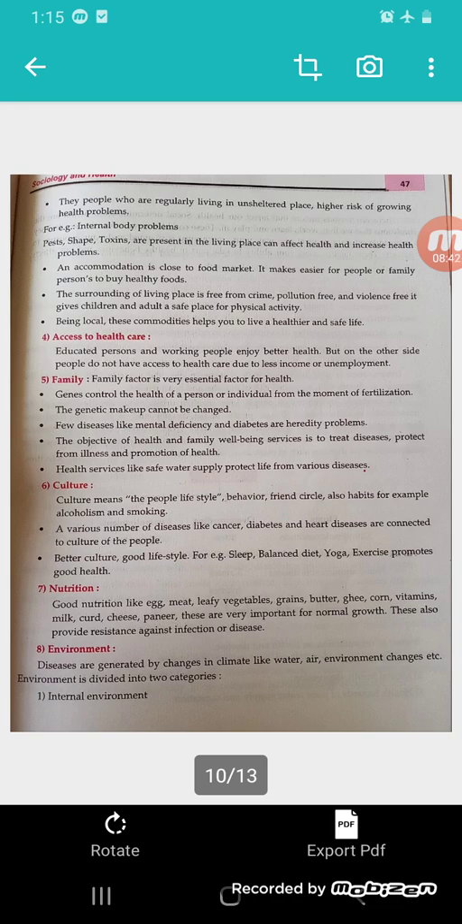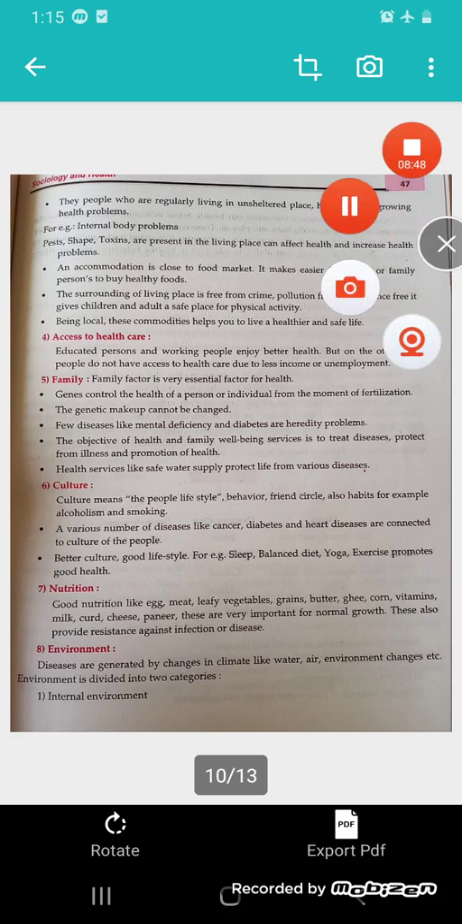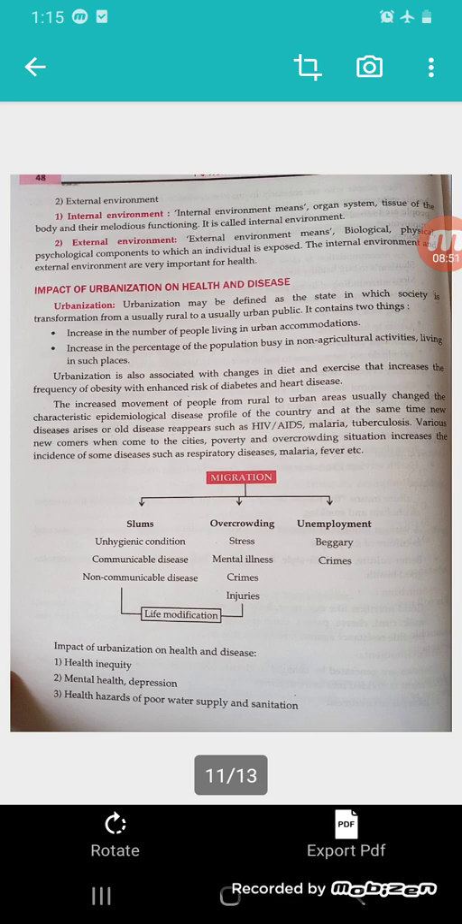Environments are of two types, that is internal environment and external environment. Coming to internal environment, internal environment means organ, system, tissue of the body and their functioning. External environment means biological, physical, and psychological components to which an individual is exposed. Both internal environment and external environment are very important for health.